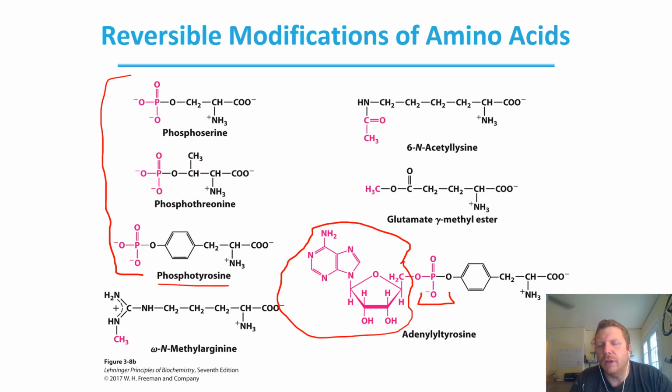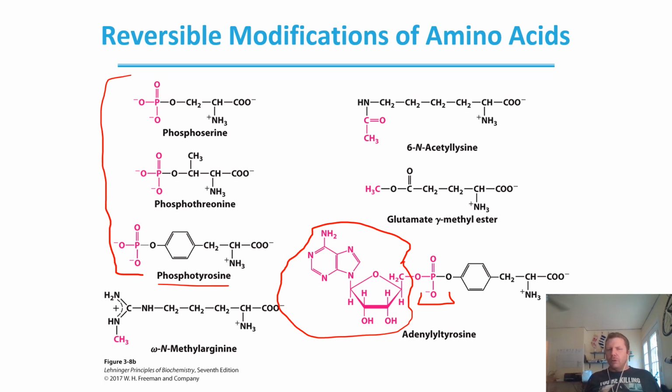Glutamate gamma methyl ester and 6N-acetyl-lysine, these are all other derivatives of your common proteinogenic amino acids. Now, I want to take a moment to talk to you specifically about phosphoserine, phosphothreonine, phosphotyrosine. All of those residues are pretty unique in the sense that, well, you're taking something that had an R group that was arguably neutral. You had a hydroxide group.